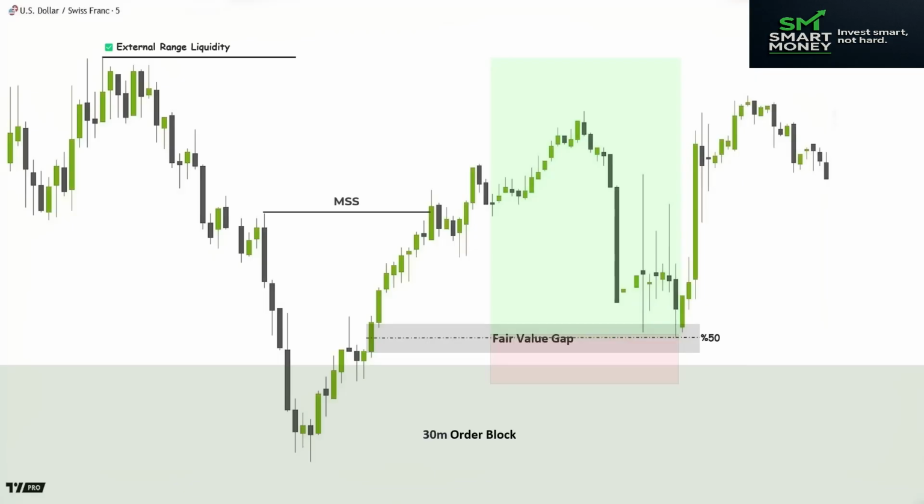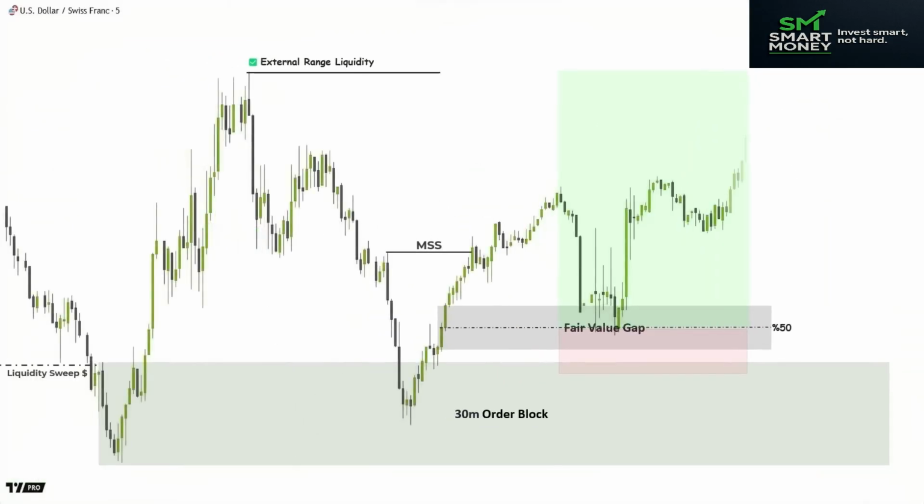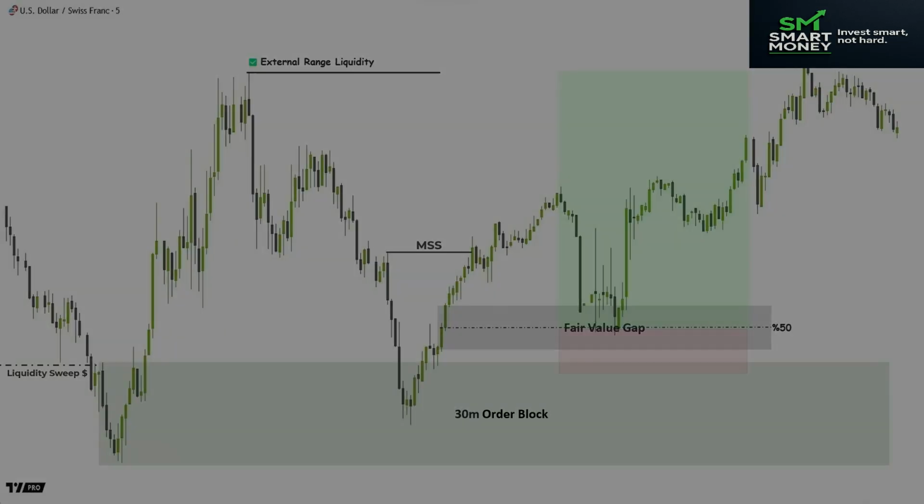As you can see, my long order has been triggered, and then price shifted direction, pushing higher exactly as expected, and eventually hit the TP. Now let's move on to the next trading setup.